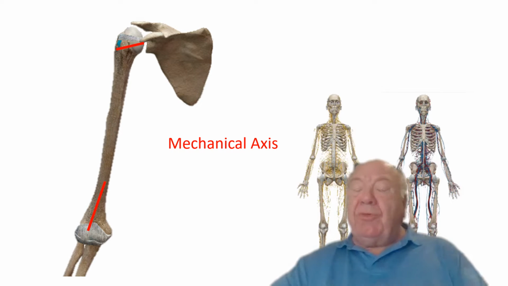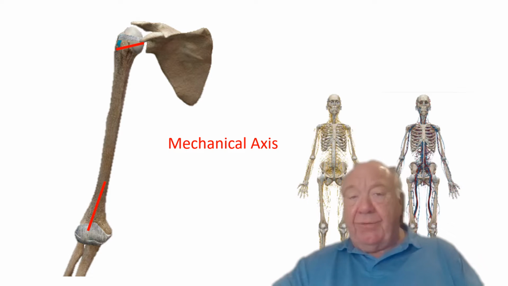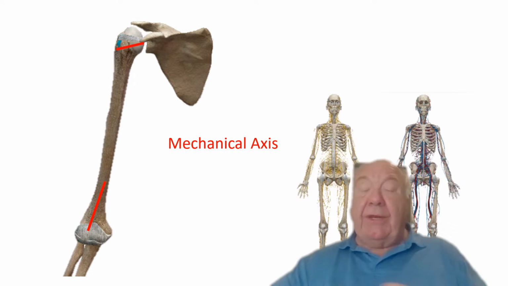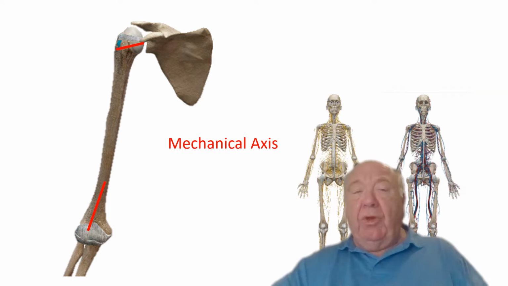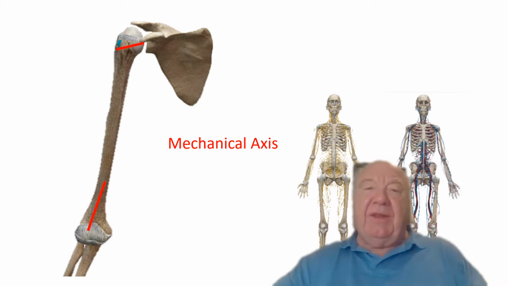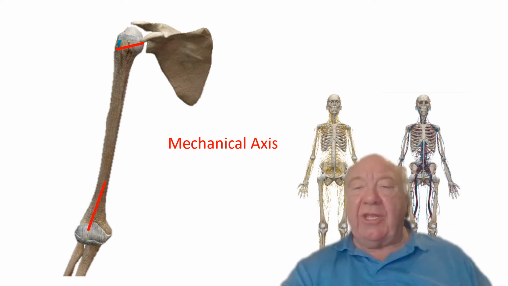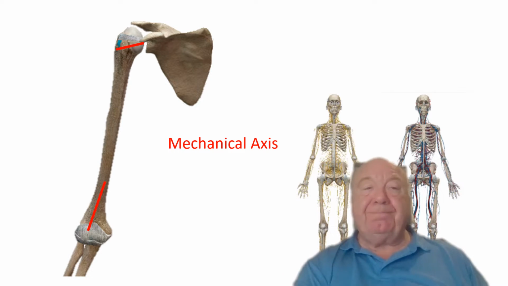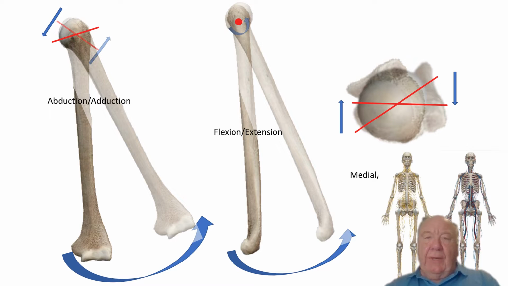So this represents a bone, and it's a concept for modeling osteokinematics. And that's all. That's really all it is. So let's have a look and see how it works and how it can help us understand both osteokinematics and arthrokinematics a little bit better. So let's see the mechanical axis in action at the shoulder.